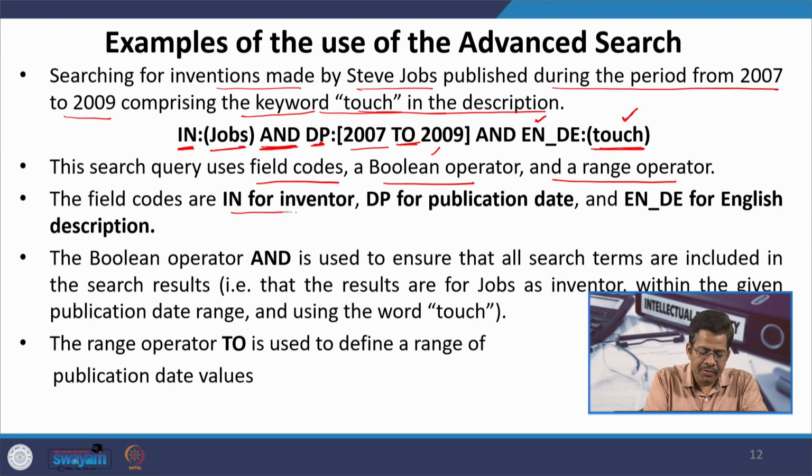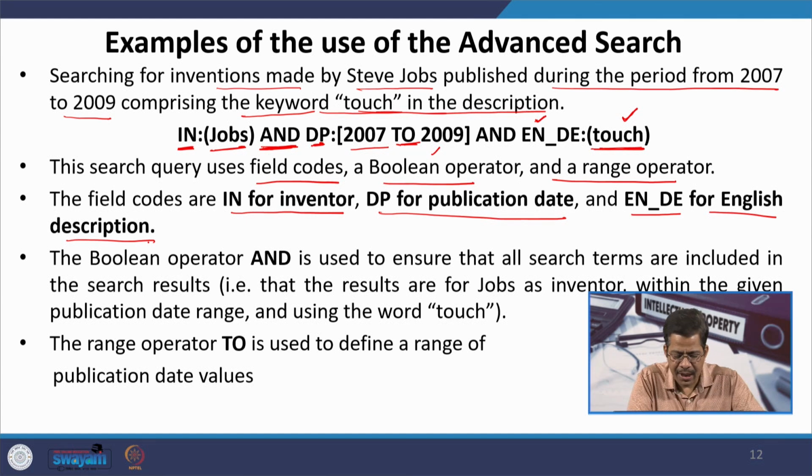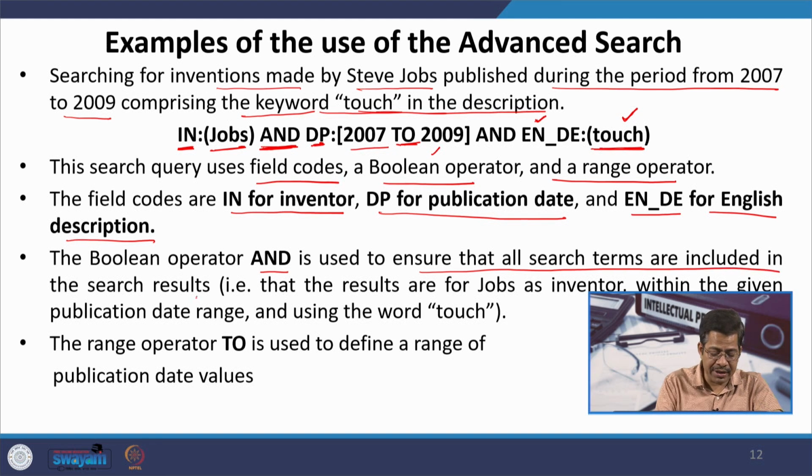So, IN for inventor, DP for the duration of publication or publication dates, ENDE for English description. You may create similar types of search strings on your own, and you will see how ready-made answers will be available to you. The Boolean operator AND in this case is used to ensure that all search terms are included in the search result: during the period of 2007 to 2009, using the word touch, and where the inventor is Jobs.